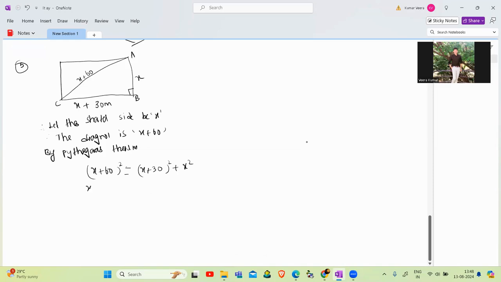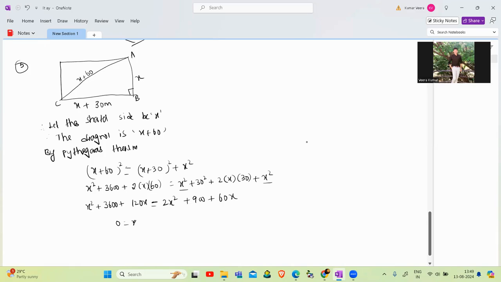Now apply a square plus b square: 60 square is 3600, plus 2 into x into 60. Now a square plus b square is 30 square plus 2, where a is x and b is 30, plus x square. So 3600 plus 120x is equal to x square plus x square, 2x square, because here 1. Now 30 square is 900, so 3 into 2 is 60x. Everything goes to that side now.